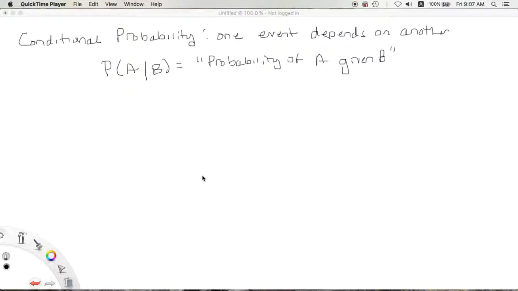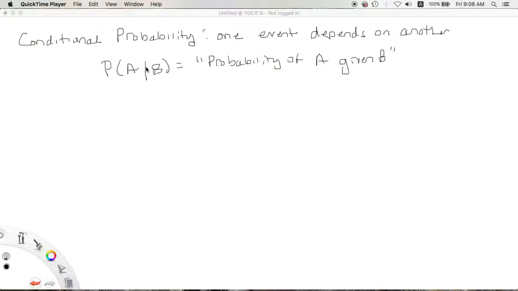Okay, this next probability lecture is on conditional probability. Conditional probability is when one event depends on another event, and you would write that with this little line between, and you call it, say, the probability of A given B. So you know one thing happens, and what's the probability of something else.